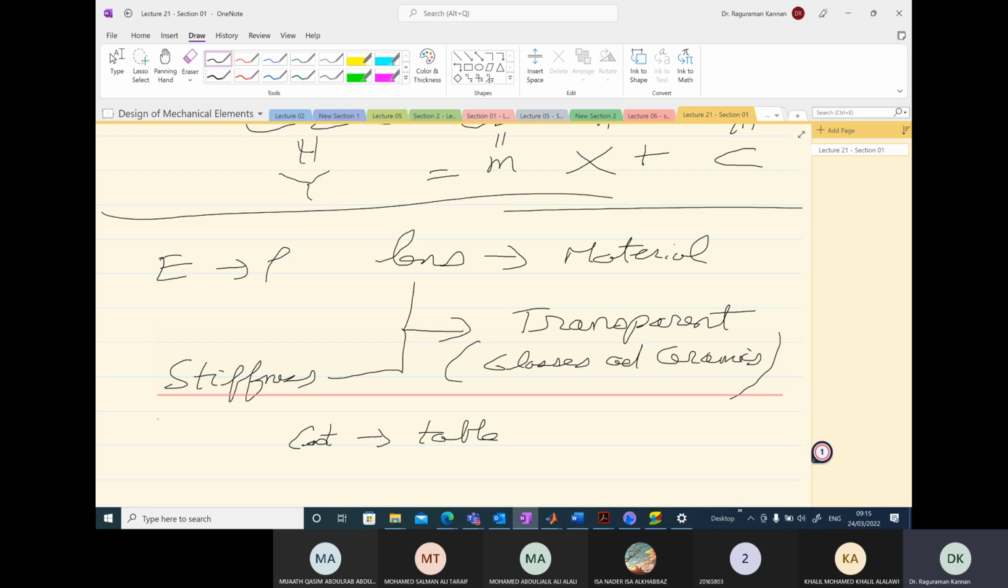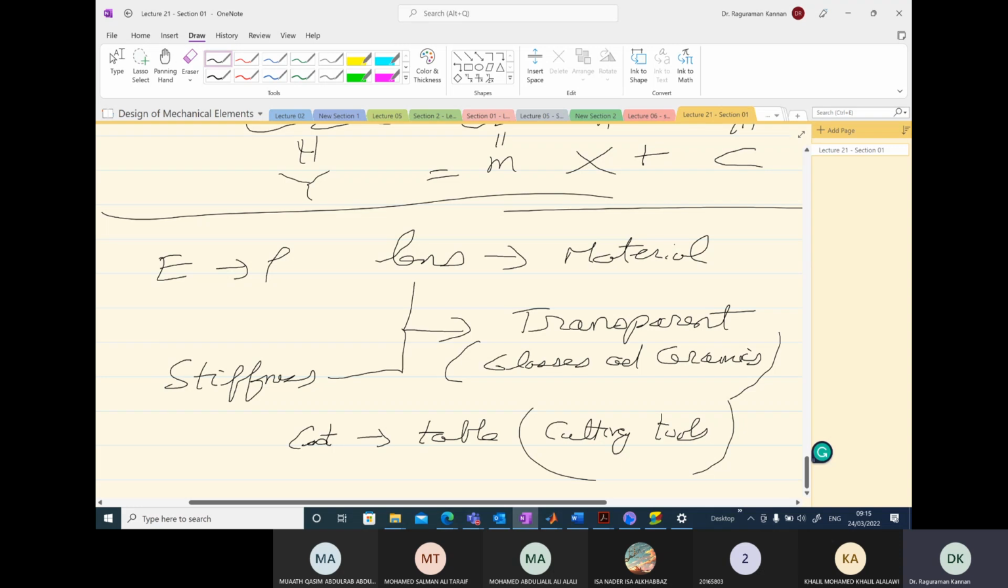In some applications, maybe diamond will work. For example, cutting tools, right? What are cutting tools? Tools that cut other materials. So in these cases, diamond tipped tools may work. In other cases, maybe it is too expensive. Depends upon the application. So if I ask you to select a material that can cut diamonds, what is the material that can cut diamonds?